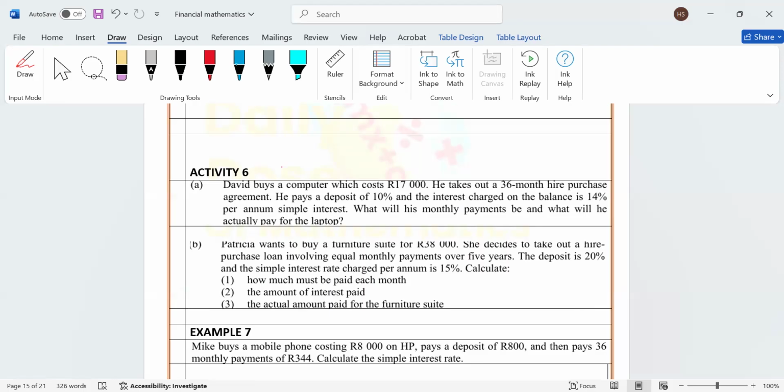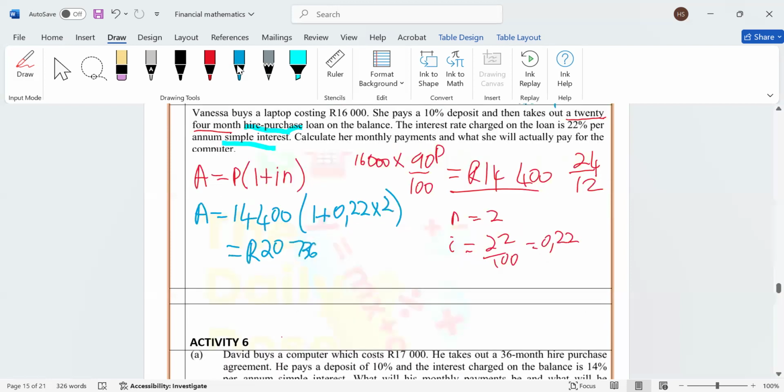Now remember, what is it that I didn't do here? I didn't say 14,400 divided by 24. That one was not going to give you the monthly payments you are going to make. It was going to give you the monthly payment excluding our interest.